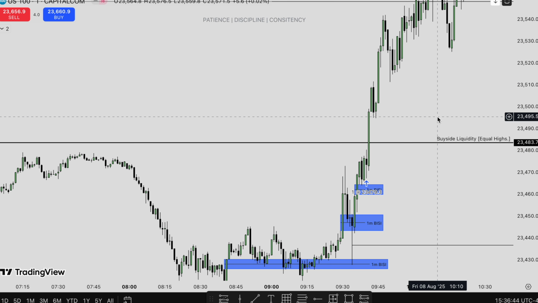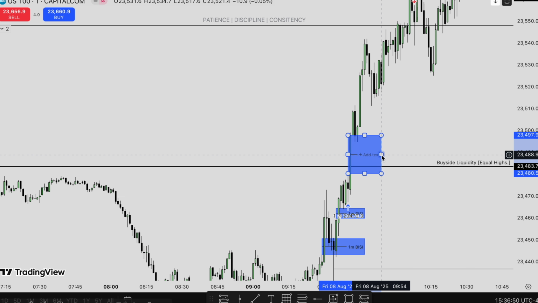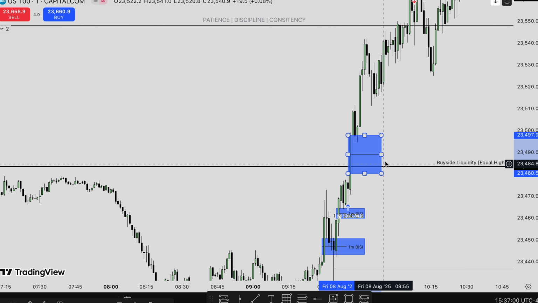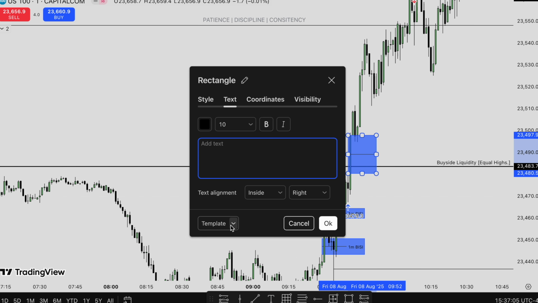Right, so look at how price was just respecting all of this. Price respected this 1 minute busy. We didn't even draw down to consequent encroachment, just to show us that the market is heavy. This is what we're looking for. These are the type of signatures that we're looking for.